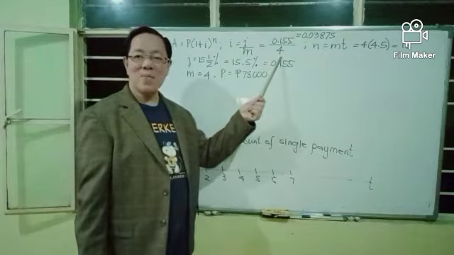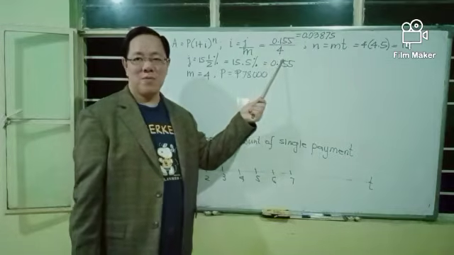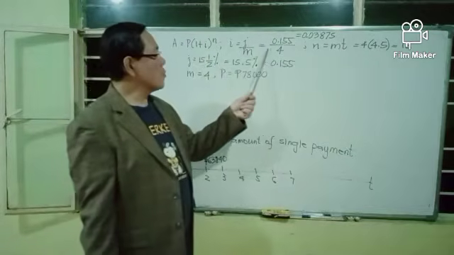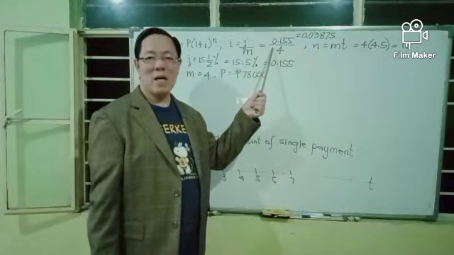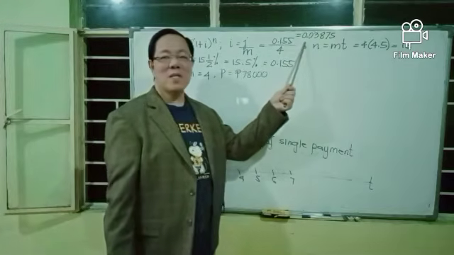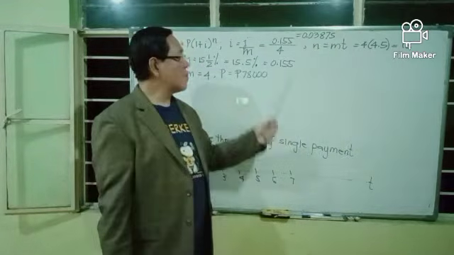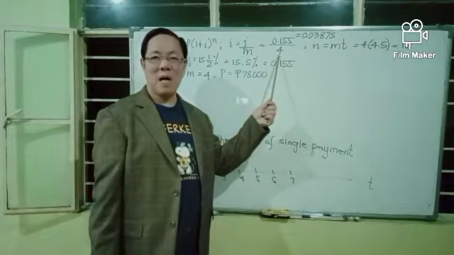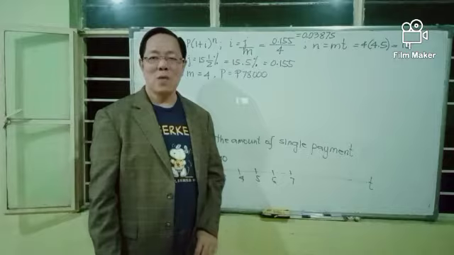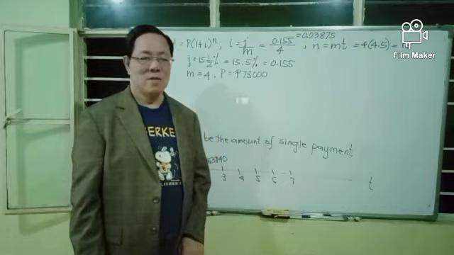You may leave this as is, 0.155 divided by 4, and substitute this directly into this formula, or you may convert this to a decimal number. 0.155 divided by 4 is 0.03875. But if you convert this to a decimal number, you have to take all the decimal places, because we will only round off to 2 decimal places in the final answer.